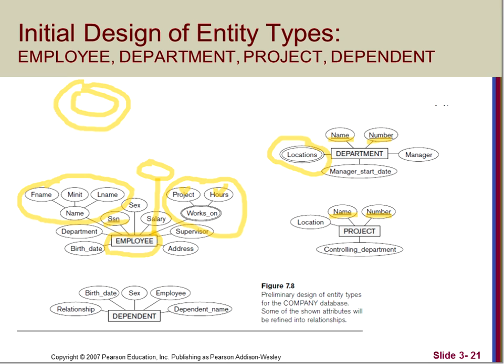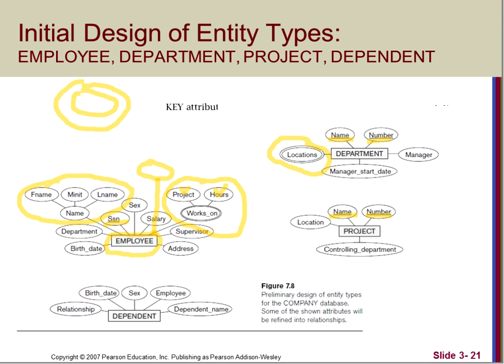What about the department? The department has a unique name and a unique number. Using the name of the department, we can identify a specific department. Similarly, using the number, we can identify the specific department. That is called the key attribute. So underline means it's the key attribute.